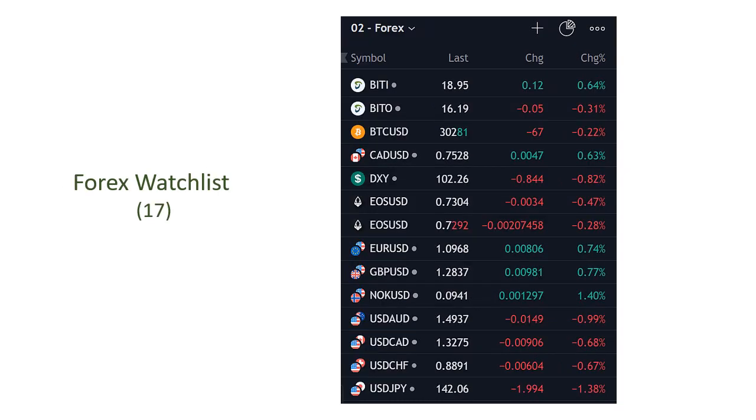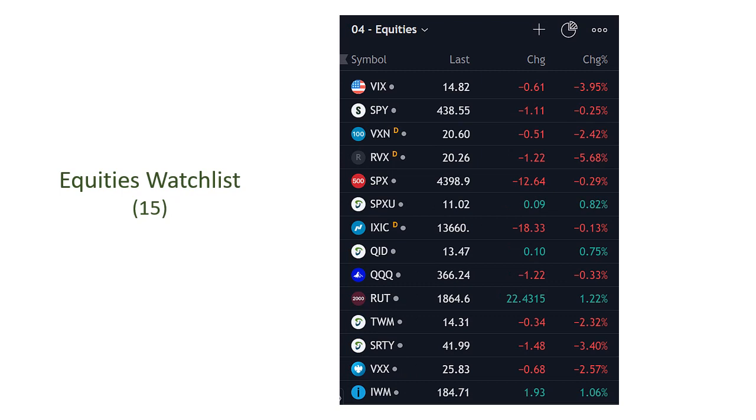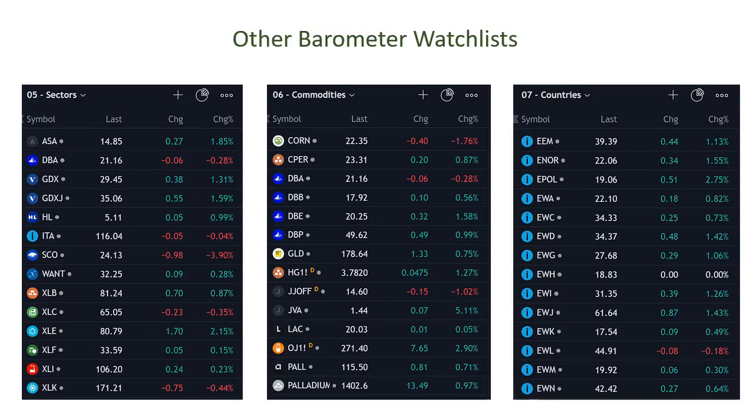My current foreign exchange list has 17 major tickers of interest. Then there are equities, indices, and volatility trackers for the most popular major stock markets. And so on, as I carve out another several specialized watch lists from my master list, including ones for sectors, commodities, and other countries, etc.